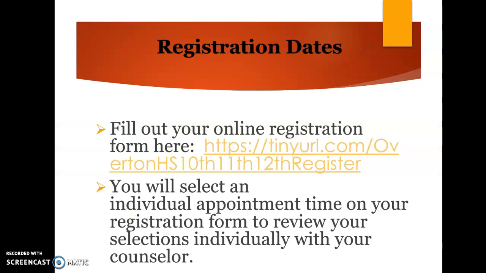This is a very important process. Counselors consider this to be integral in your success as a student in high school. The first thing we're going to ask you to do is to fill out your registration form here online at this website. And as you do that, you will then be asked to select an individual appointment time on your registration form to review your selections individually with your counselor.